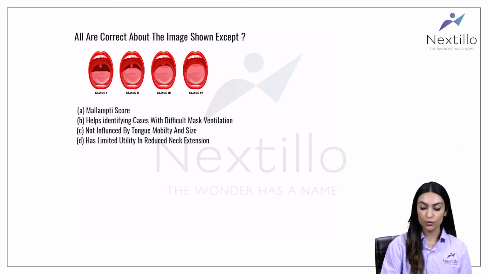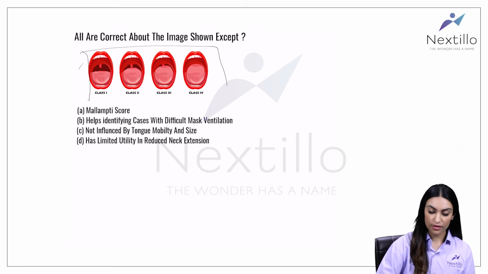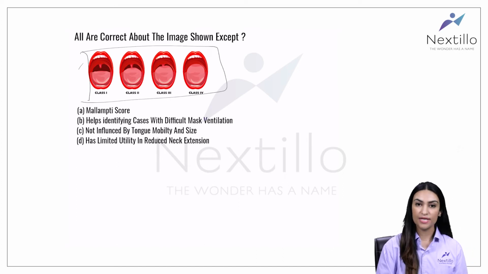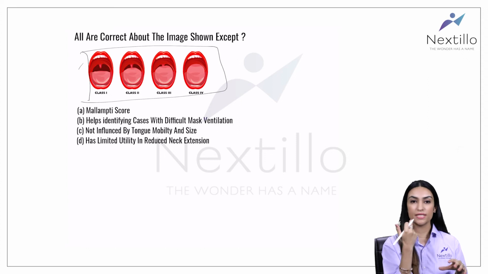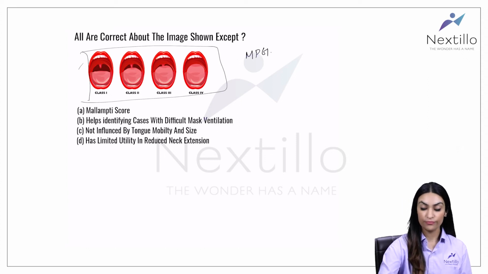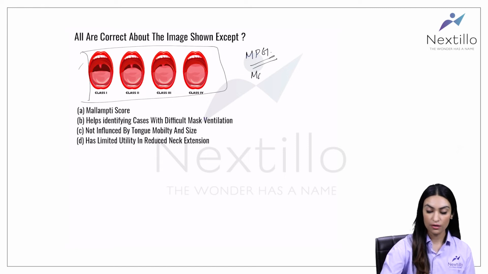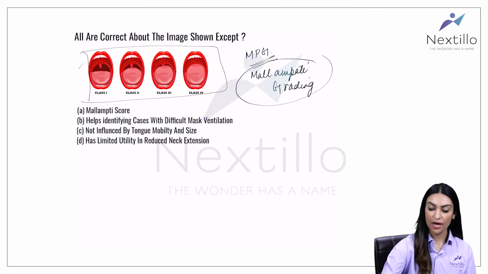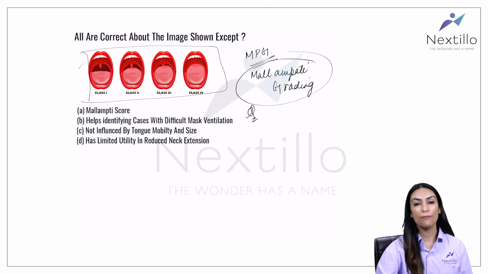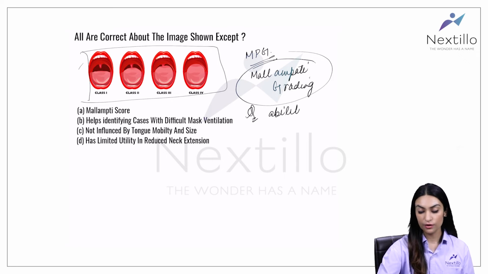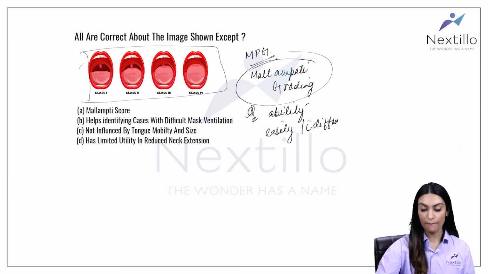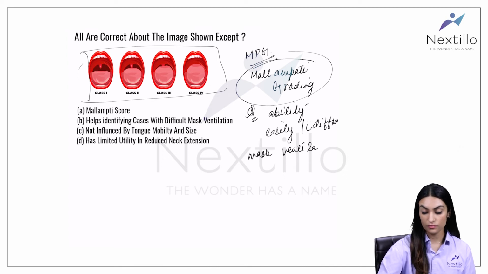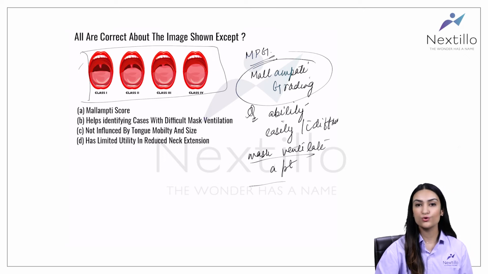Okay, now let's go on to this question. All are correct about the image shown except. Now first see, this we have even gone through in the class. Now this over here represents what grading? The mouth is open, the patient is saying ah, and you can see the oral cavity and its structures. This is very easily answerable for you. This is the MPG grading or the Mallampati grading. Interesting name, interesting concept. And what does it tell you? It tells you about the ability for you to easily or with difficulty mask ventilate a patient. Okay, this is not something which is used for intubation.